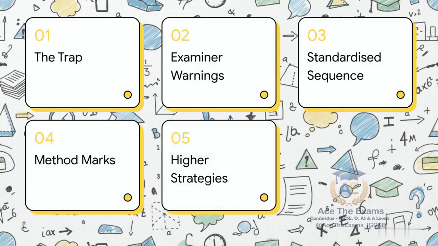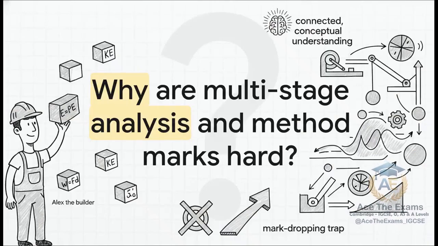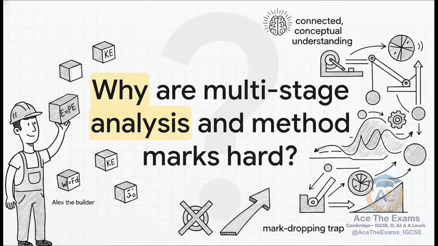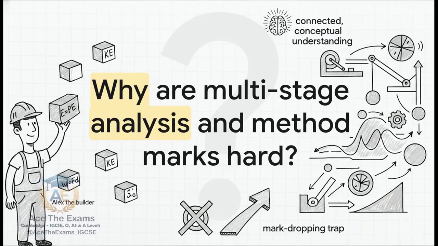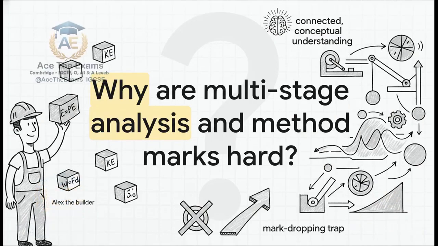Here is our blueprint for today. 1. The trap. 2. Examiner warnings. 3. The standardized sequence. 4. Method marks. And 5. Higher order strategies. So, we really have to ask ourselves, why do so many students find multi-stage analysis and those crucial method marks in the 4.5 energy module so incredibly hard to secure? Well, we're going to examine the core mark-dropping trap right now.